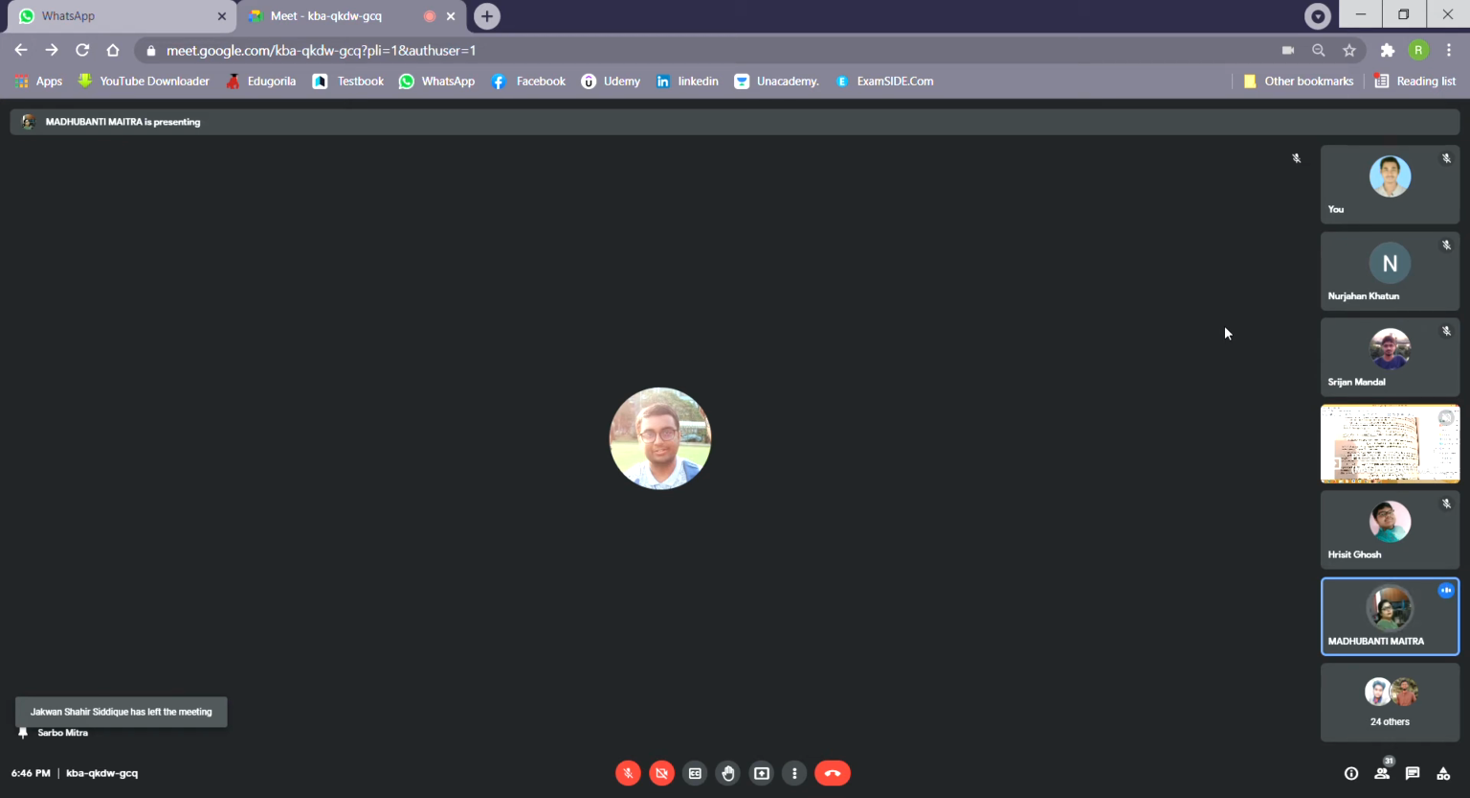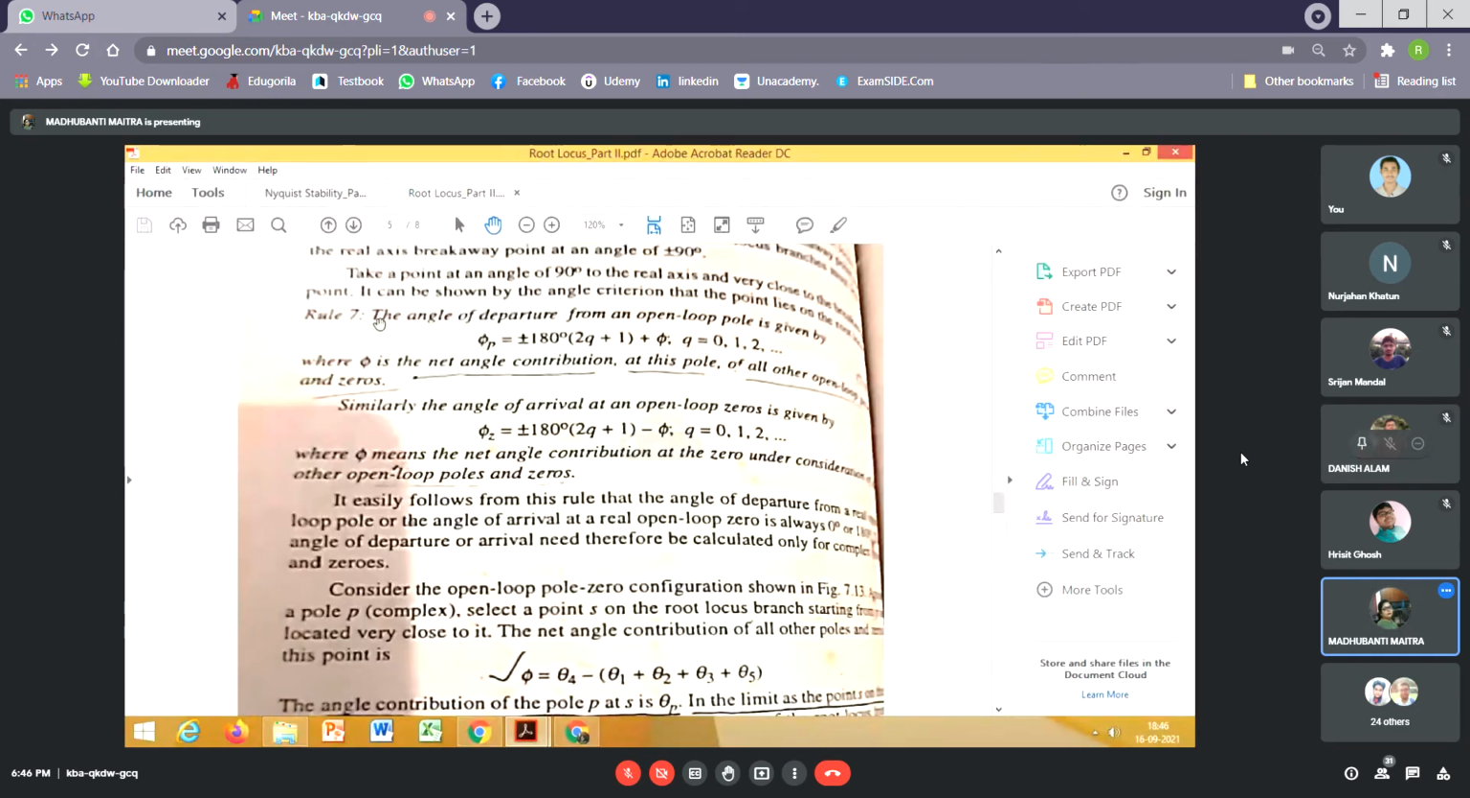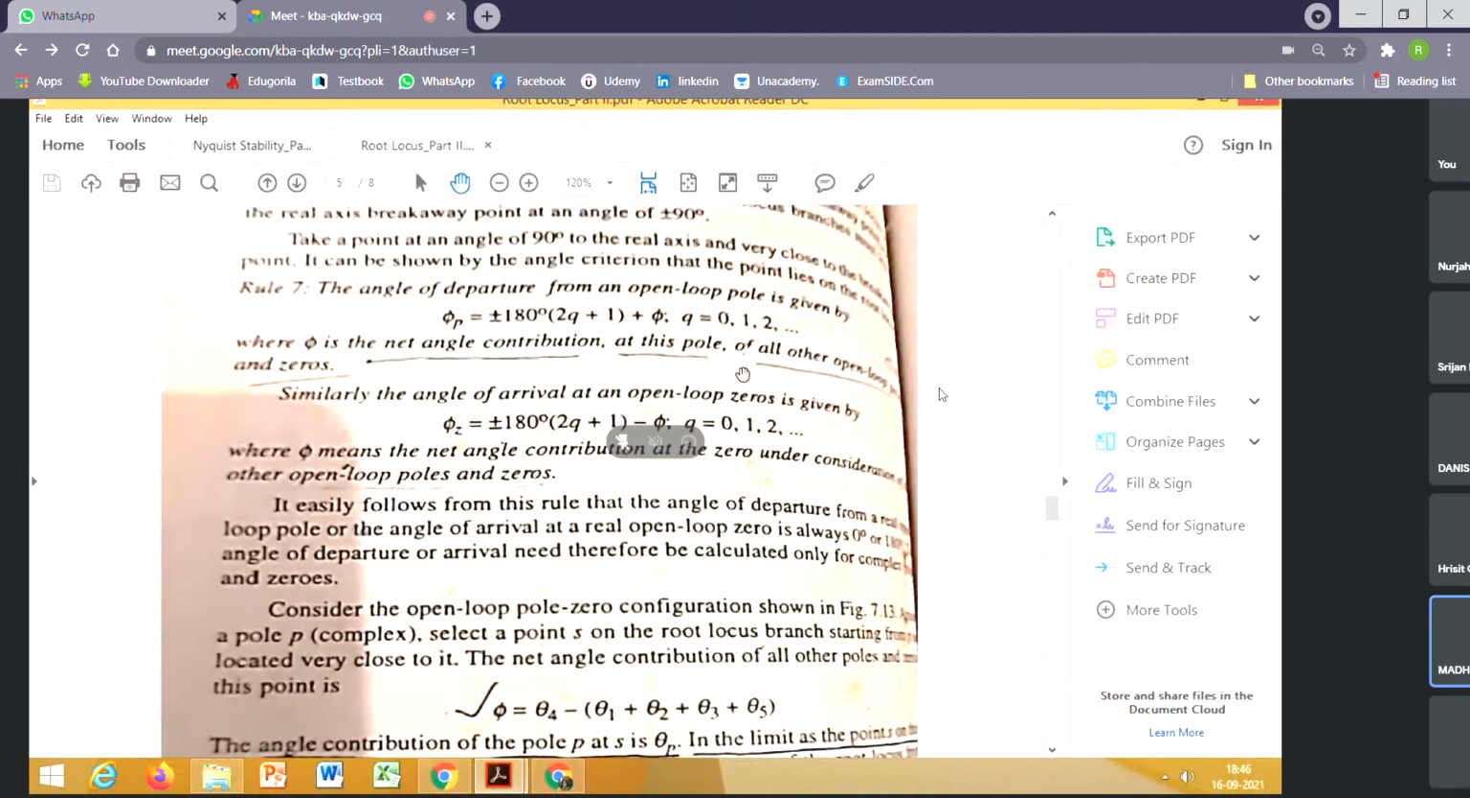So we'll have to discuss two more rules. Rule number 7 states that the angle of departure from an open loop pole is given by 180 degrees (2q + 1) + phi, where phi is the net angle contribution at this open loop pole by all other open loop poles and zeros.